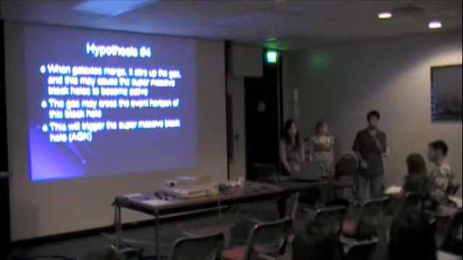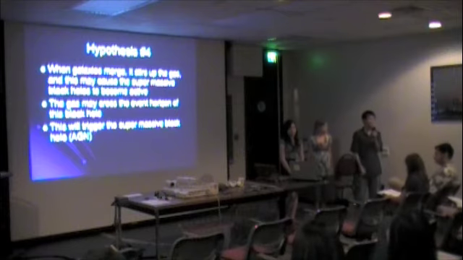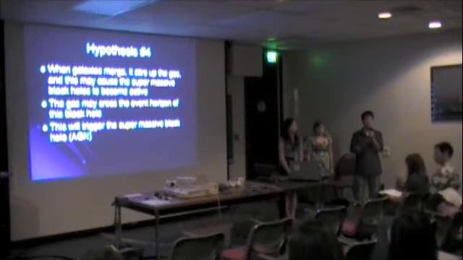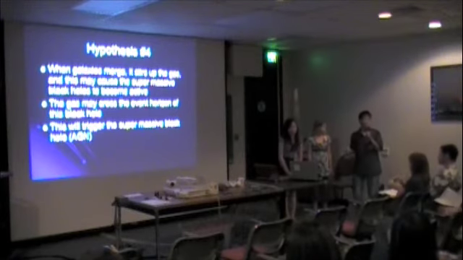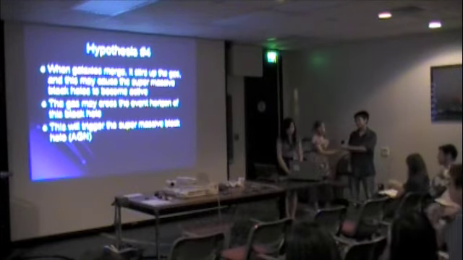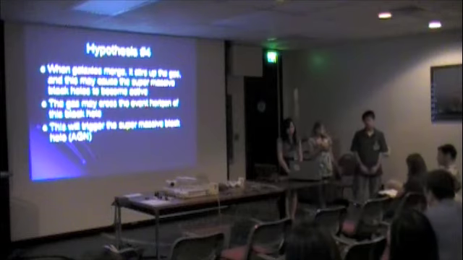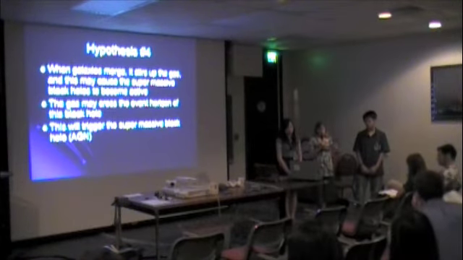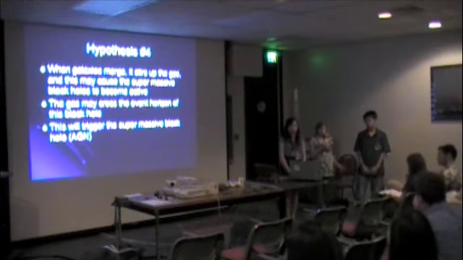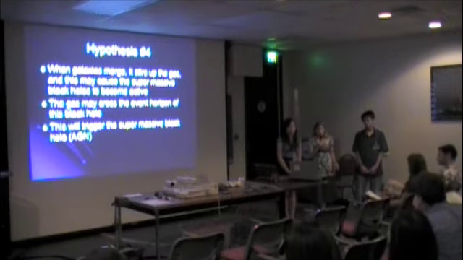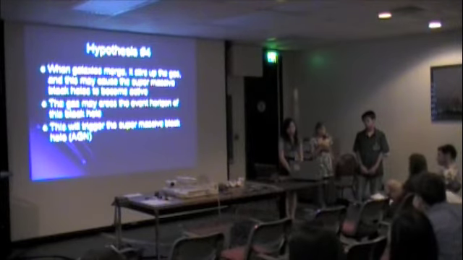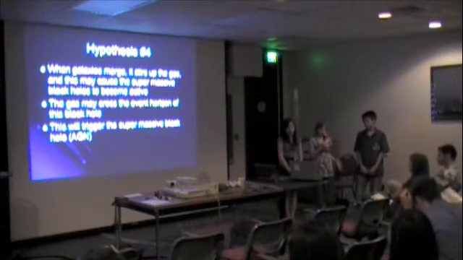Our last hypothesis is based on galaxies that are merging together. Merging galaxies cause a chaotic event where a bunch of things fly around everywhere. So when galaxies merge, it may cause the black holes to become active, because when all that gas is moving around and colliding, it may cross the event horizon of the black hole, therefore triggering it and turning it into an AGN black hole.